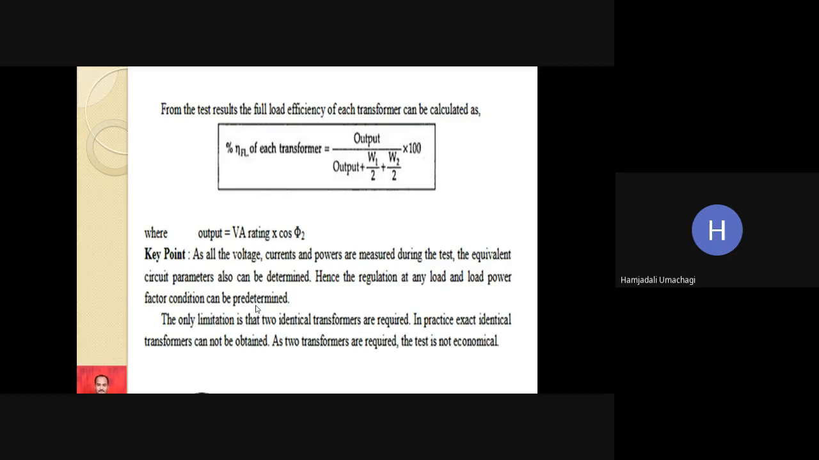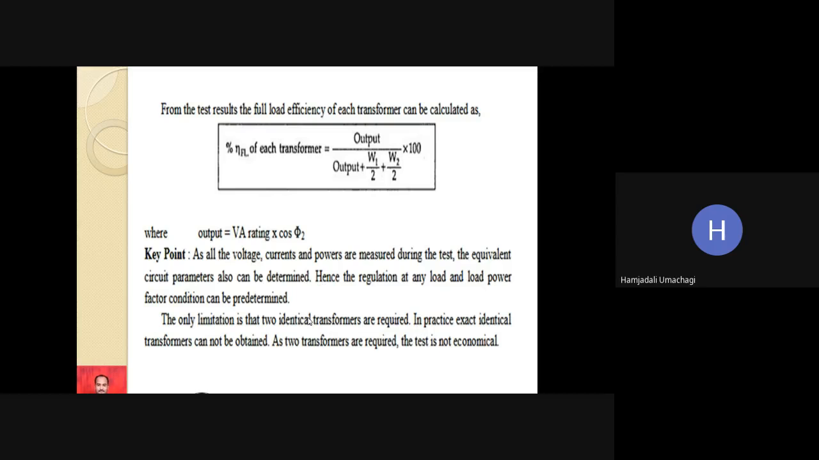Along with that, we can also calculate equivalent circuit parameters, like R0, X0, I0, IC, IM, R1E, X1E, Z1E. Everything we can calculate. Then along with that, the results are accurate, because here it takes into account all the heating information. Right. Then the only limitation is that two identical transformers are required.